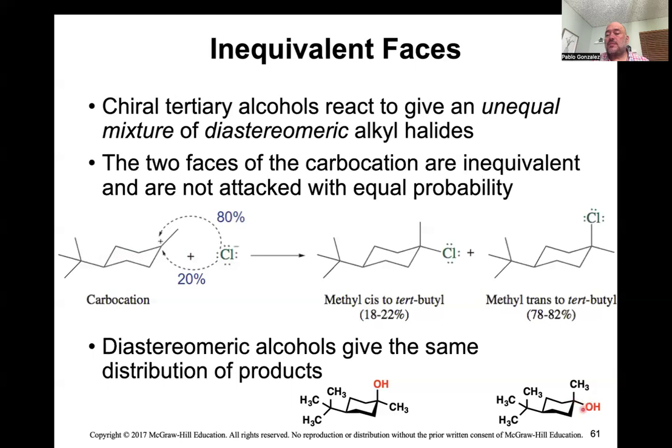Remember that when we release this molecule of water, eventually we're going to have a flat carbocation. When this molecule is protonated and releases the water, we're going to have a flat carbocation. These two are going to be the same. So that's why the products are going to be the same, even though they came from two different diastereomers.